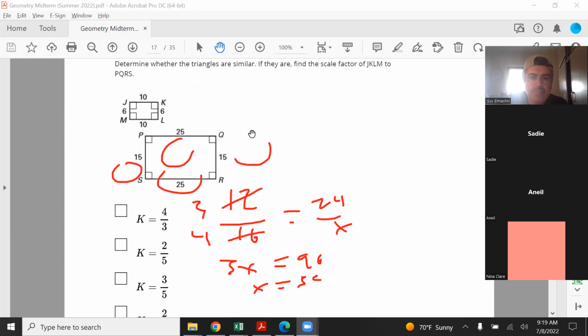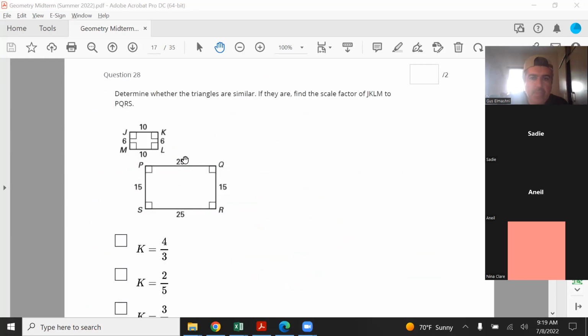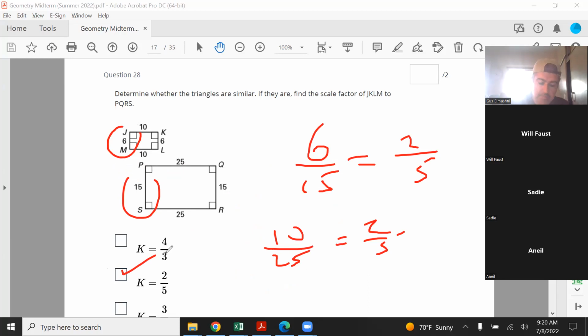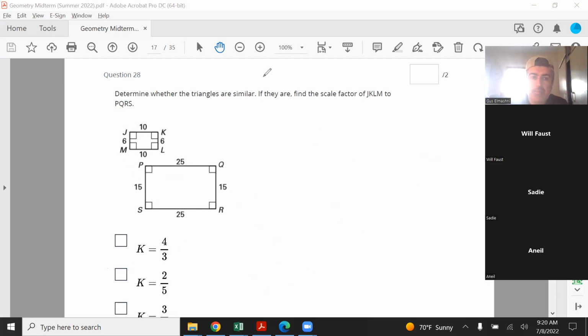28. Scale factor just means you want to find the ratio. So obviously 6 and 15 correspond to each other. That reduces to 2/5, or you could compare 10 and 25, same thing. Both those are divisible by 5, 2/5 again. The answer is B. Yep, that's that one. Number 29.